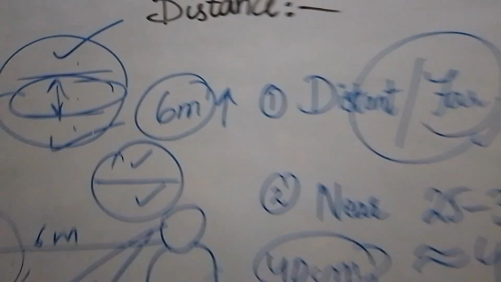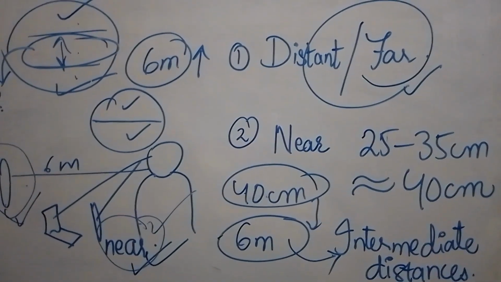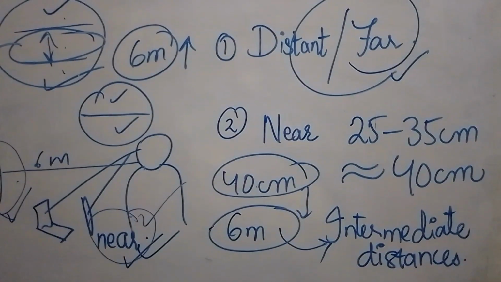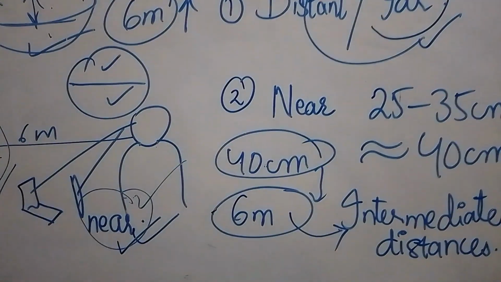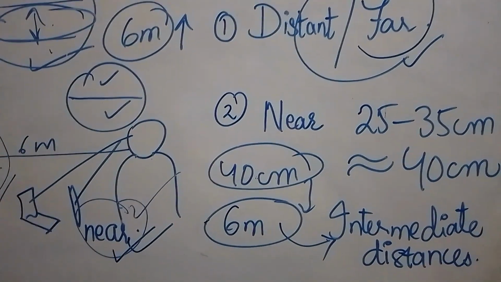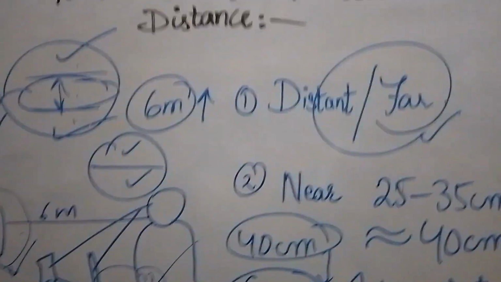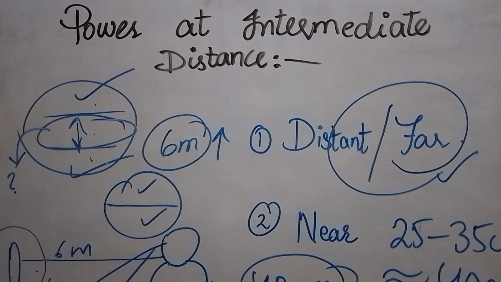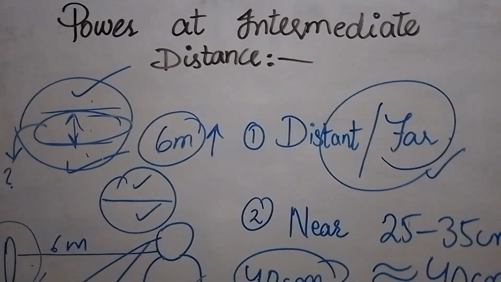Intermediate distance power is very important as well, because as humans we look or focus at different distances. Therefore, if a patient is using near glasses or distant glasses, he or she might have problems at various distances. Here we are discussing generally how the power for the intermediate distance can be calculated. At this time I'm just here to tell you what the distances are.